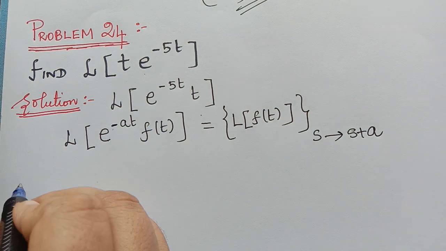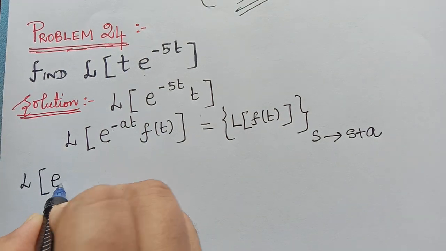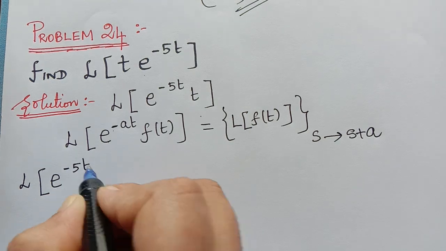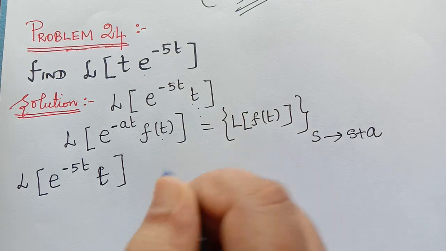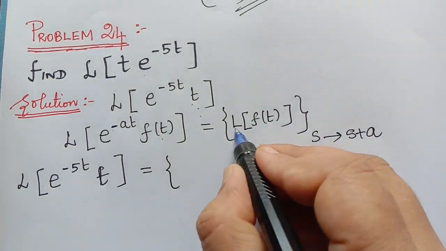Applying this theorem to our question, here we have the Laplace transform of e to the power negative phi t, and f of t is given as t. So this will be equal to the Laplace transform of f of t.